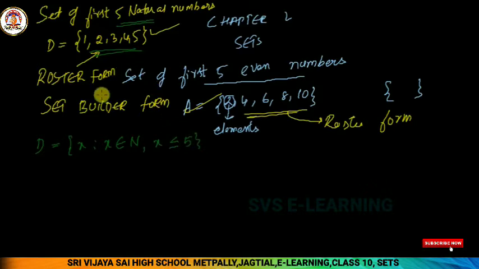So what I'm doing here, I'm saying that D is a set which contains elements X, and what is X? X here is a natural number, and up to how much? Up to 5. X is less than or equal to 5. So what are the elements that I'm going to write here? 1, 2, 3, 4, 5. That's my set builder form. That is my roster form.